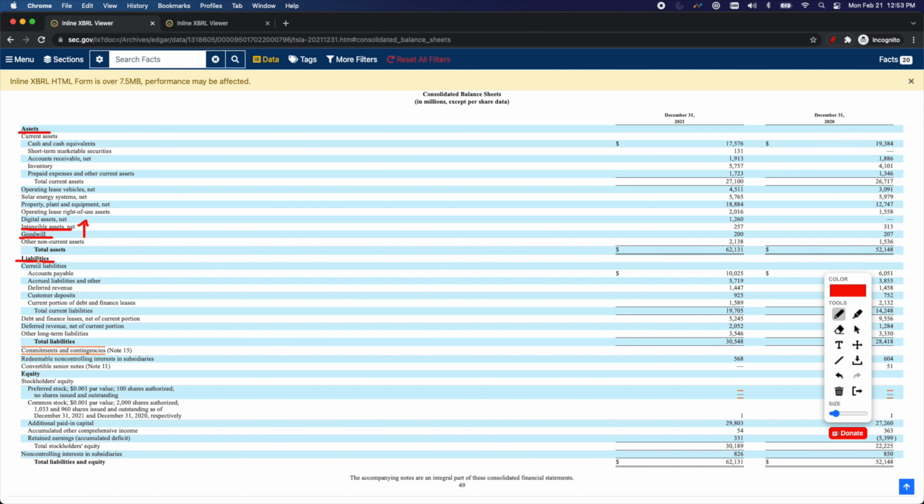And here we have the liabilities. We covered the current liabilities already, and here we have the long-term liabilities. So some long-term debt and finance leases, $5 billion, and then some long-term deferred revenue and other long-term liabilities, $2 billion and three. So we have roughly $10 billion worth of long-term debt.